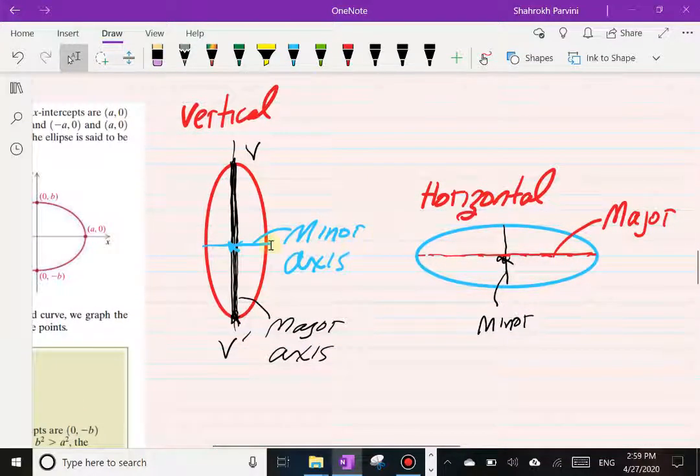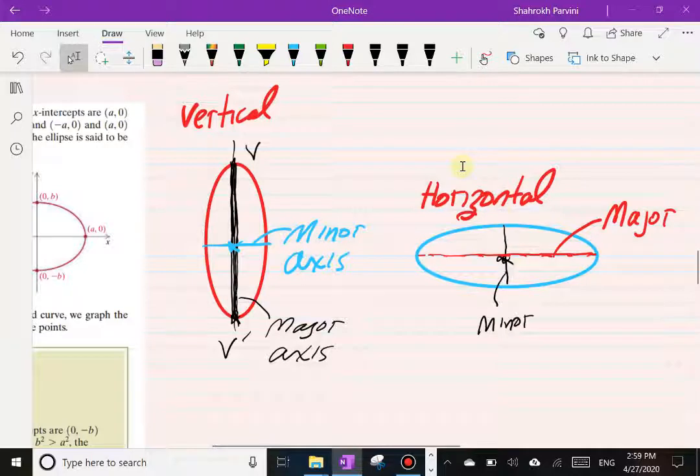Every ellipse has a major axis and a minor axis. The longer of the two is the major. The shorter of the two is the minor. Look at the one to the right of this, the ellipse that's horizontal. The longer axis is the major axis and it's horizontal, hence the name horizontal ellipse. The shorter of the two is the minor axis.